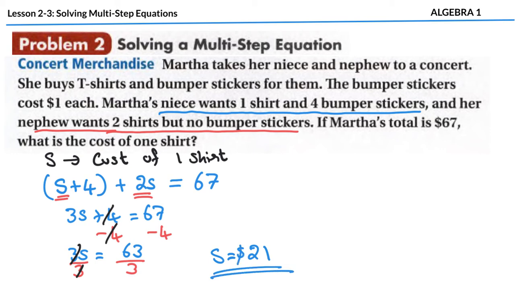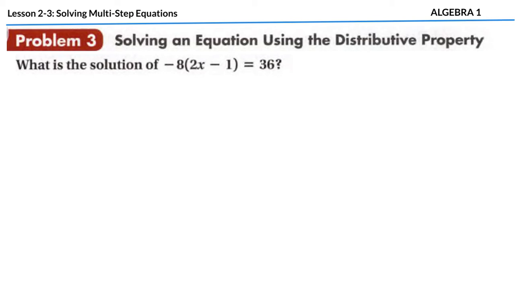Get the point how you do this? Great going. Let's try a few more problems. Let's try this using the distributive property. What is the solution of minus 8 times (2x minus 1) is equal to 36? The first and foremost thing, we have learned the distributive property, how to open the brackets.